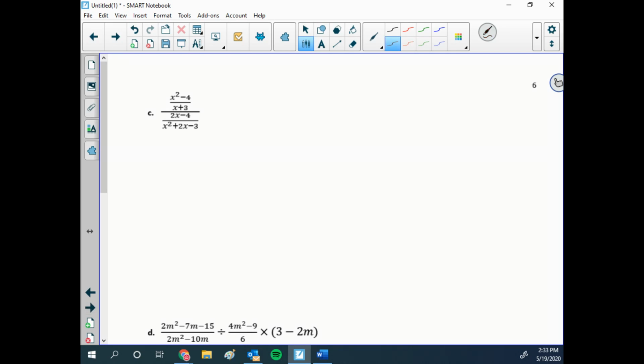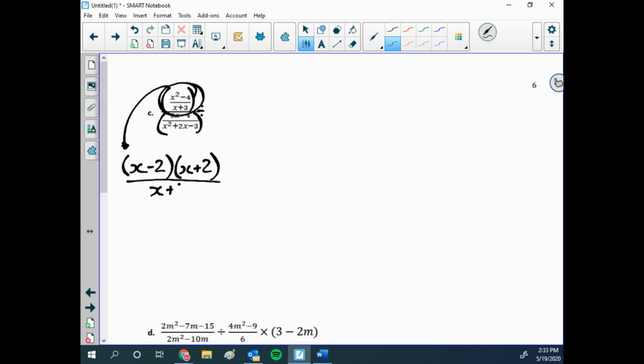So what I'm going to do is just split this up for myself. At the same time, I'm going to factor. So really what this is saying is this is being divided by this. So this is my first fraction, and I'm going to write it in its factored form. So x squared minus 4, the numerator there, is a difference of squares. So I could separate that into x minus 2, x plus 2, over x plus 3. And then I would divide that by this second fraction, which I also want to factor.